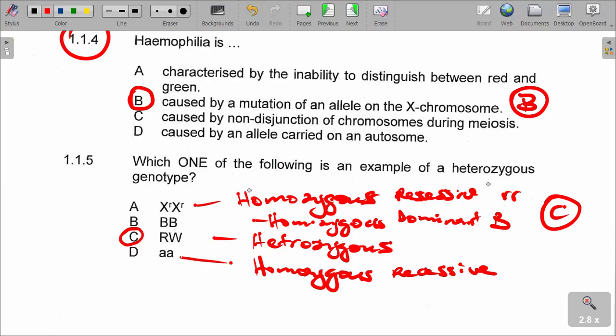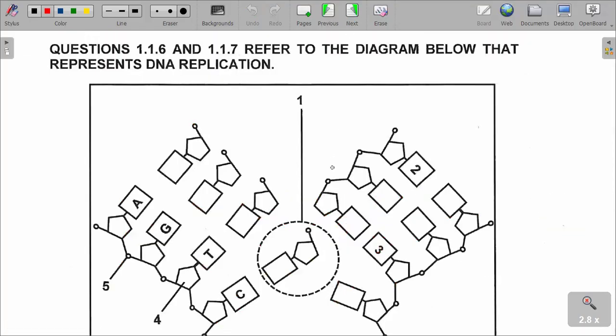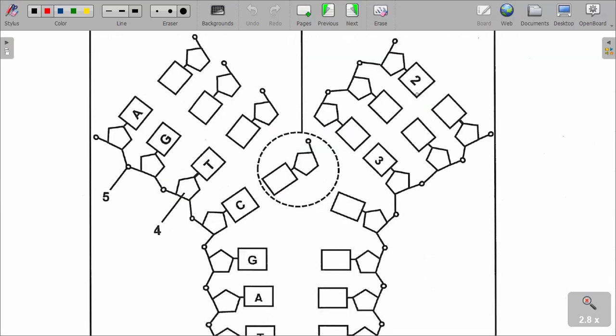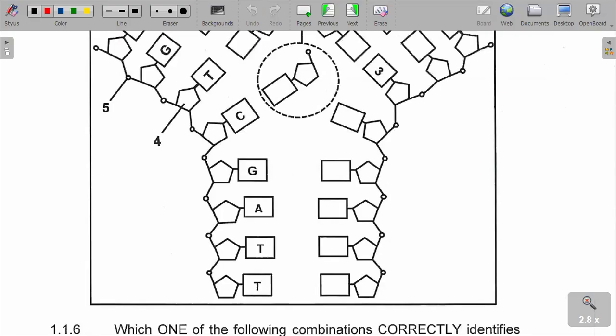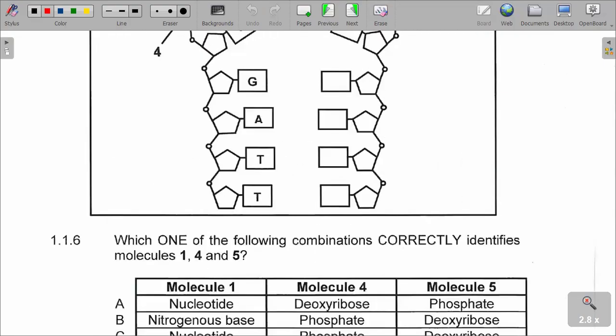So what you need to understand is that these combinations lead us to understand monohybrid crosses, where we can talk about complete and incomplete dominance. So we can go to question 6. We have a diagram representing DNA replication given here. As you can see, we have the DNA structure that is unwound. So let us just go straight.